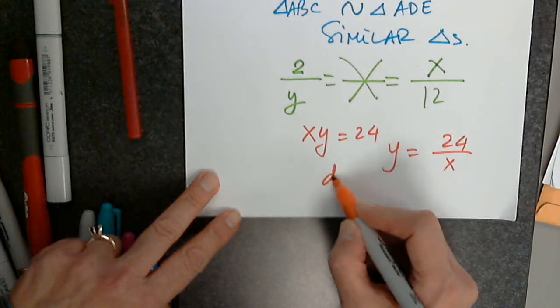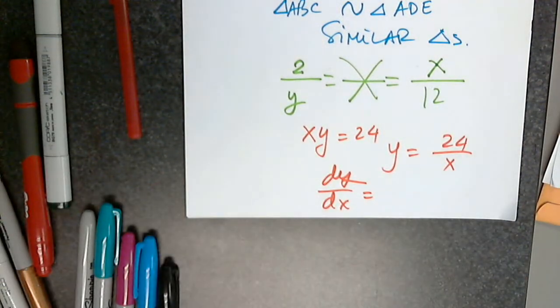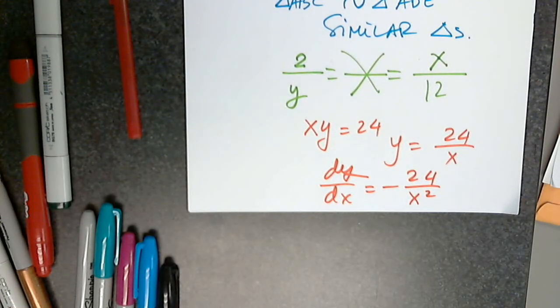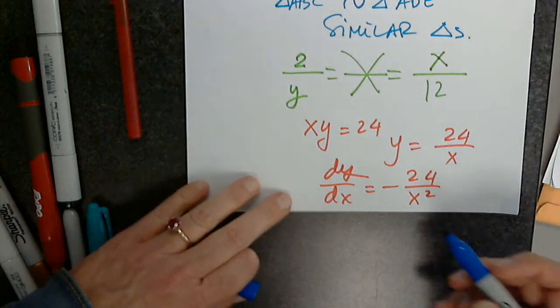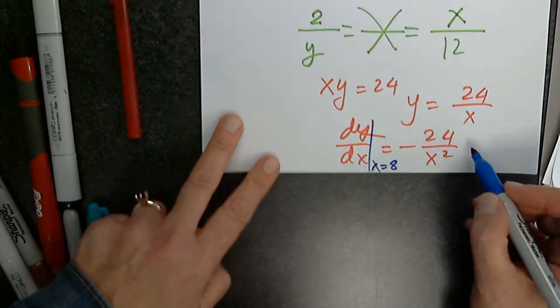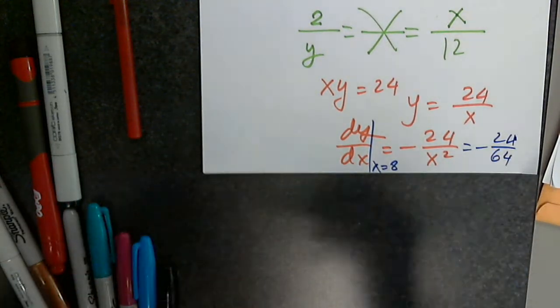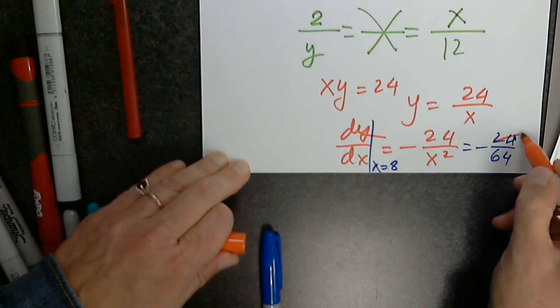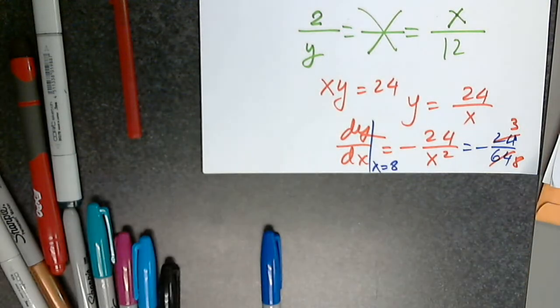Okay. So then the left-hand side is dy over dx. And the right-hand side is? No, it's negative 1 over x squared times 24, very good. Negative 24 over x squared. Excellent. Perfect. Well done. So now I can plug in x equals 8. So I get negative 24 over 64. I simplify by 8. So it's negative 3 over 8.